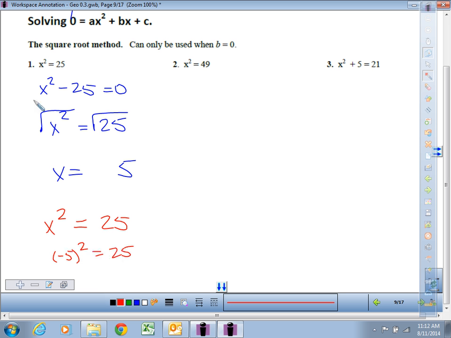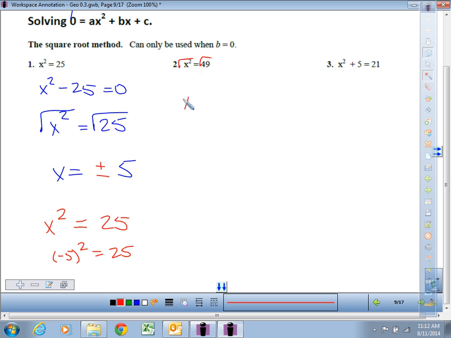So when we do this process of square rooting to solve it, we're going to have two answers. Here's how we show that: positive and negative 5. If you wanted to, you could write 5 and negative 5, but I just like to use the plus minus symbol, like in the quadratic formula. So let's solve this one. There's no b value, there's no x in there, so that's why we can do this. We're just going to square root it.